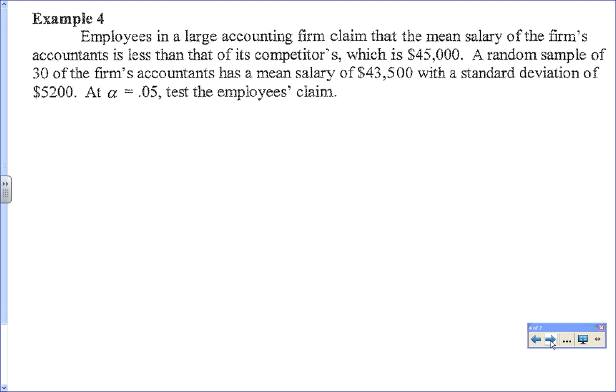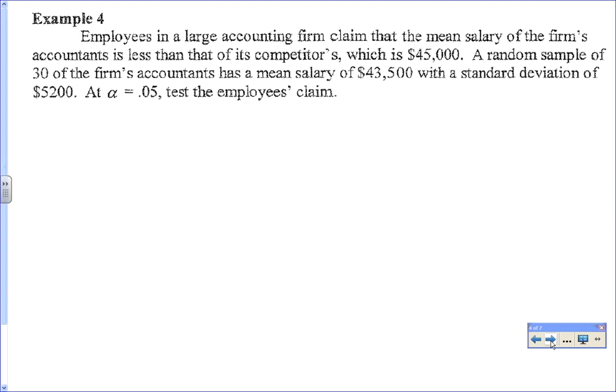Well, let's try one then, from beginning to end. So we've got a large accounting firm. The mean salary is less than that of its competitors, is what they're trying to say. And their competitor is $45,000. So a random sample of 30, imagine that they did 30, of the firm's accountants has a mean salary of $43,500 with a standard deviation of $5,200. So at alpha, again, the chance of having a type 1 error is 0.05. Test the claim made.